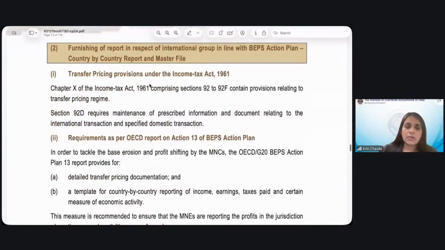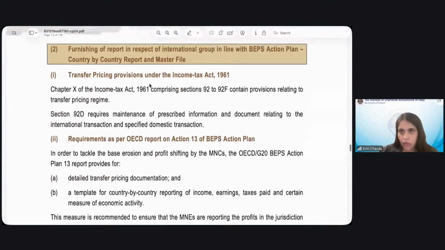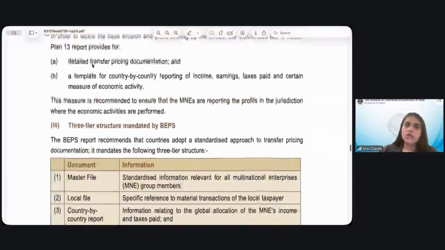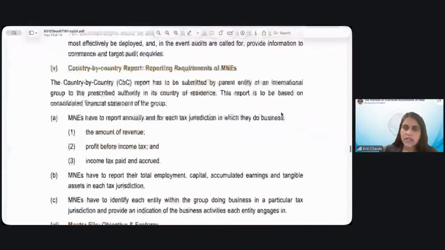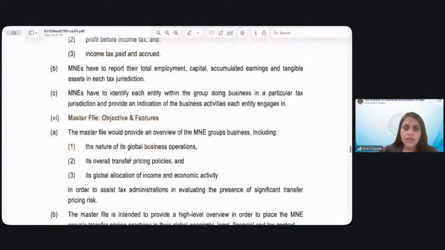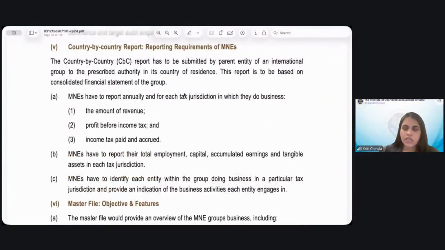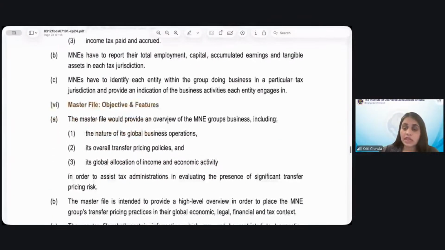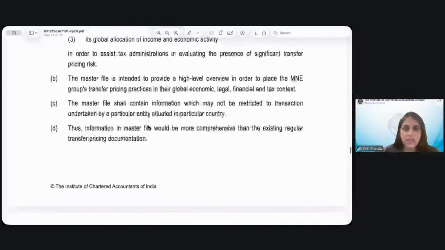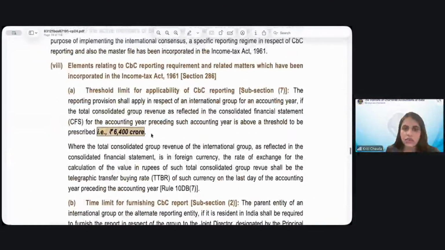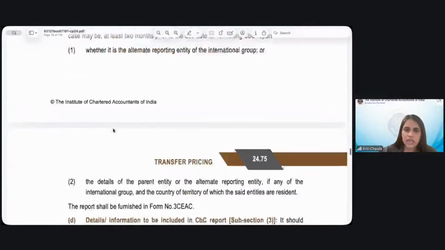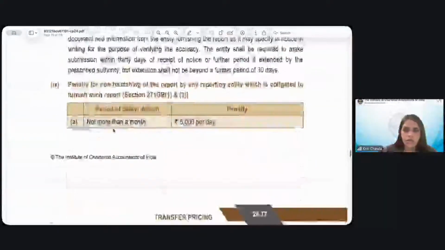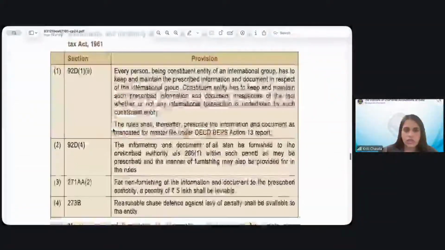Now, this is, as I mentioned, OECD Action Plan 13, which talks about the 3-tier documentation structure. These are the advantages that I mentioned, and these are the objectives and the reporting requirements of CBCR. I have just mentioned this in a tabular format in the slide deck, so you can go through that. The slide, as we discussed, also talks about the threshold, which is 6,400 crores, and it mentions the time limit, etc. So you can go through that.